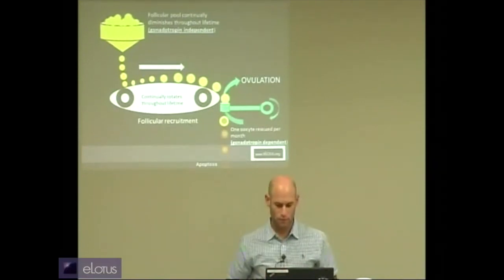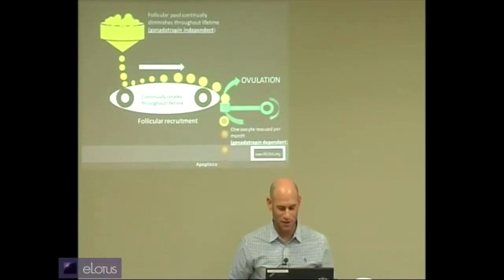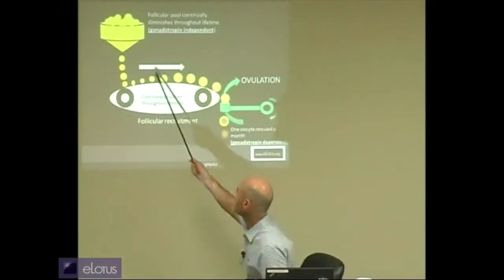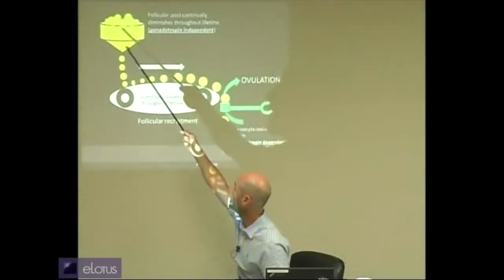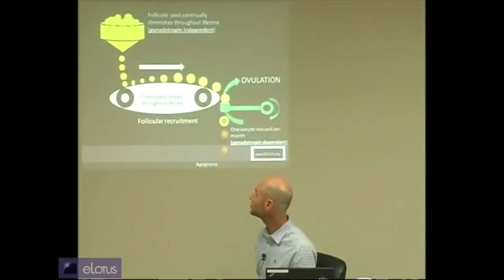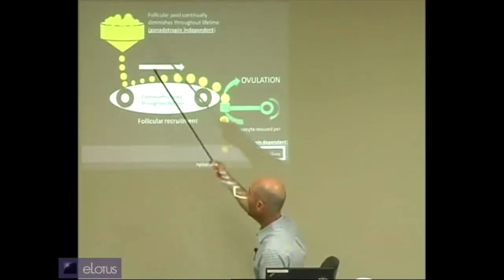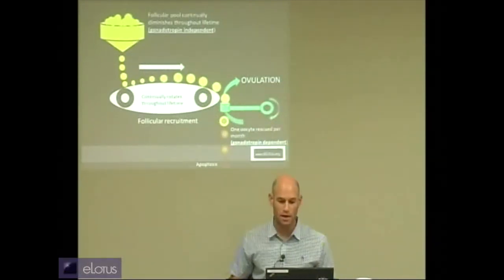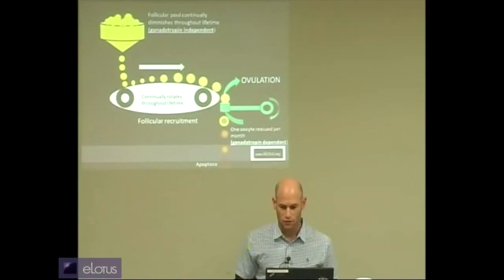So now we're back to my fancy PowerPoint animation. But essentially, what this is supposed to represent is our pool of eggs, okay, which is present in the ovaries and continually diminishing. And this pool actually diminishes throughout a woman's lifetime, independent of many, many factors. So if a woman is on birth control pills, this pool is diminishing.